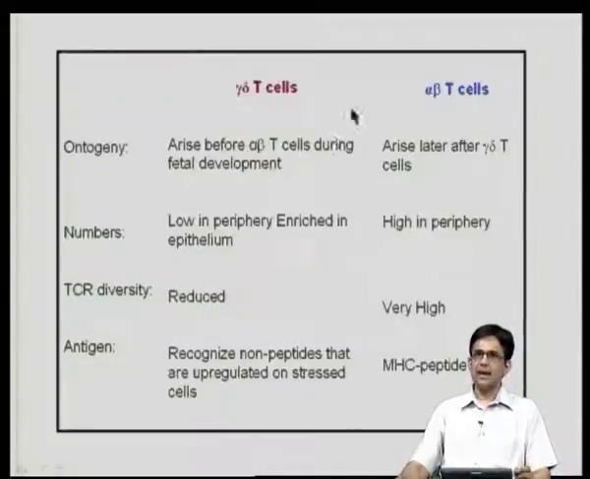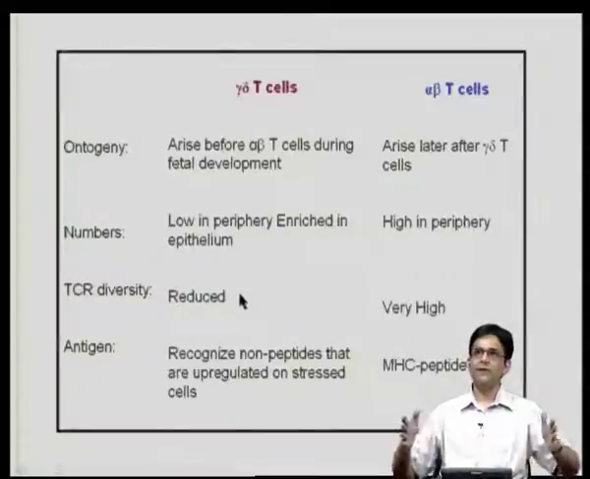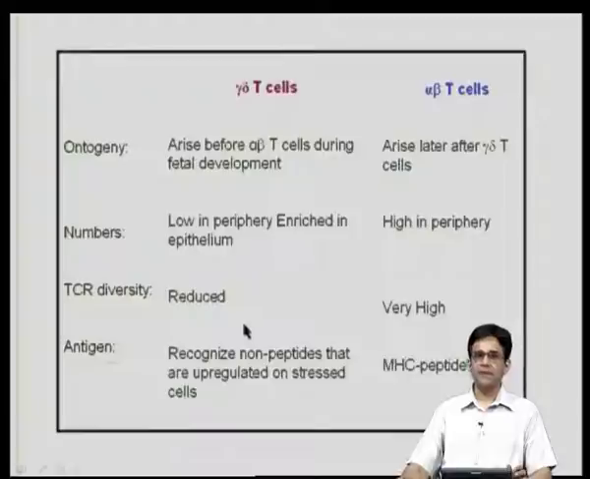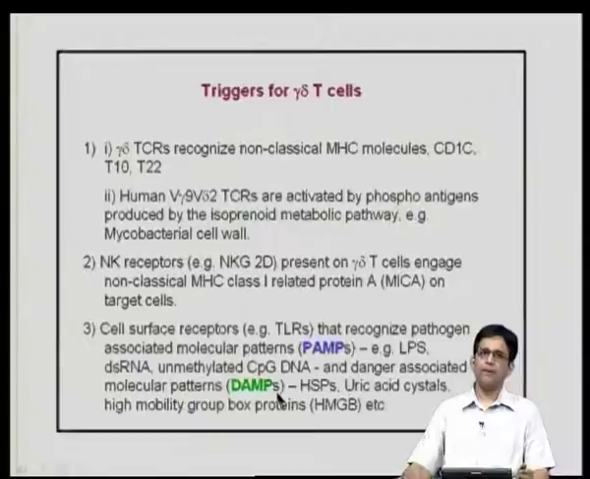So, the gamma delta cells, they arise early on. Remember, ontogeny recapitulates phylogeny, and in this case it appears to be showing signs of that. They are present. The numbers are somewhat low in the periphery, but they are enriched in the epithelium. So, they probably have some role in protecting epithelial surfaces. That is something we will be discussing. The TCR diversity is reduced. They do not have as big a TCR diversity as the alpha betas, and they recognize non-peptides that are upregulated on stress cells. In fact, they recognize different kinds of cells, and their functions may be a consequence of different aspects, and that is something that we will be seeing here.